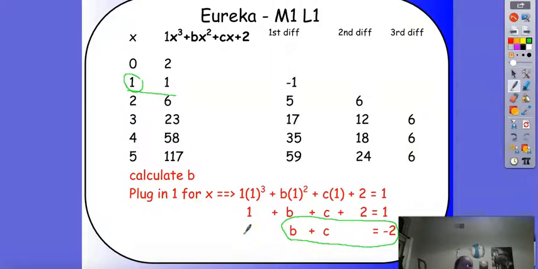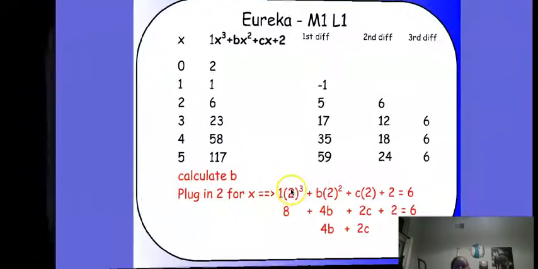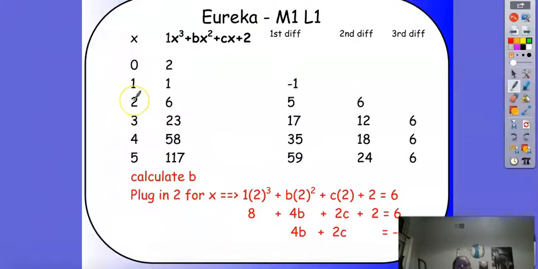I need another equation. I think I better go to the next row here and plug in a 2 for x and see what I get. If I plug in a 2 for x up here, it should spit out a 6. So I come down here, I already know that a is 1, 1 times 2 cubed, plus b times 2 squared, plus c times 2, and I know that d is 2, is equal to 6.